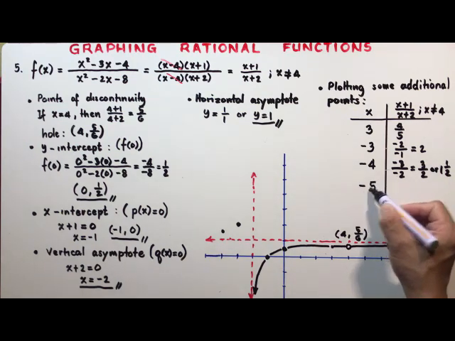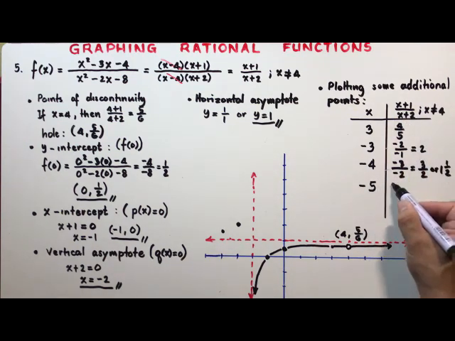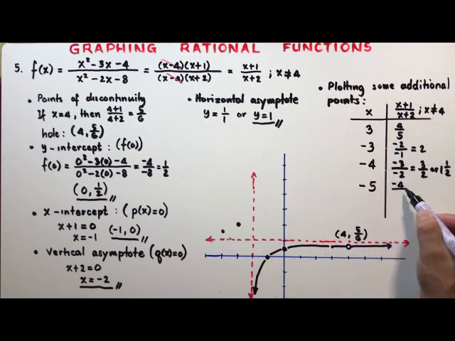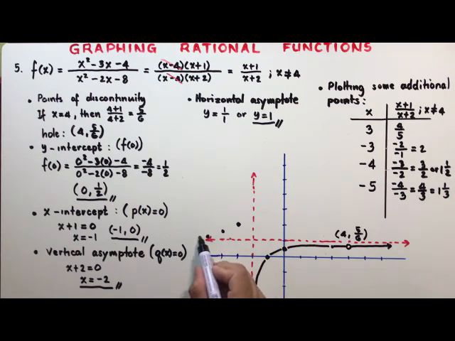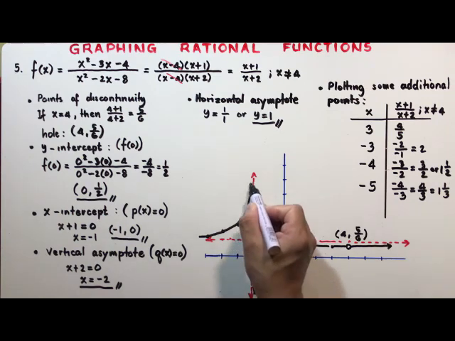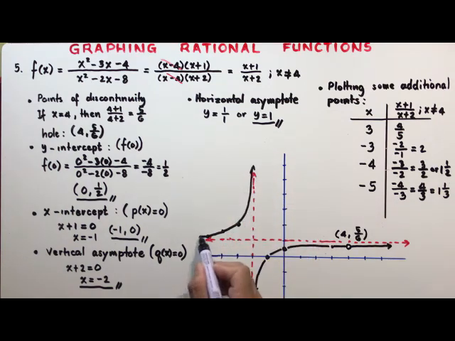And let's try one more. Example, negative 5. Negative 5 plus 1, that is negative 4. Negative 5 plus 2, that is negative 3. And negative divided by negative, it's positive. So this is 1 and 1/3. So 1 and 1/3 somewhere here. So that's why we're sure that this graph is approaching that horizontal line and approaching also this vertical line.